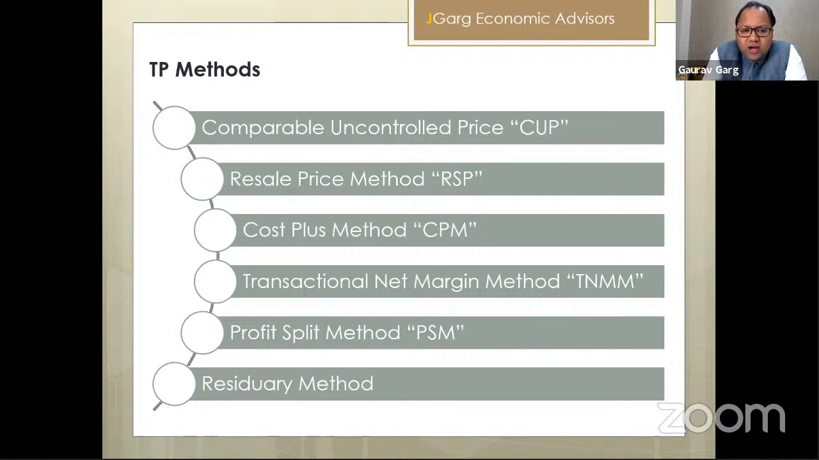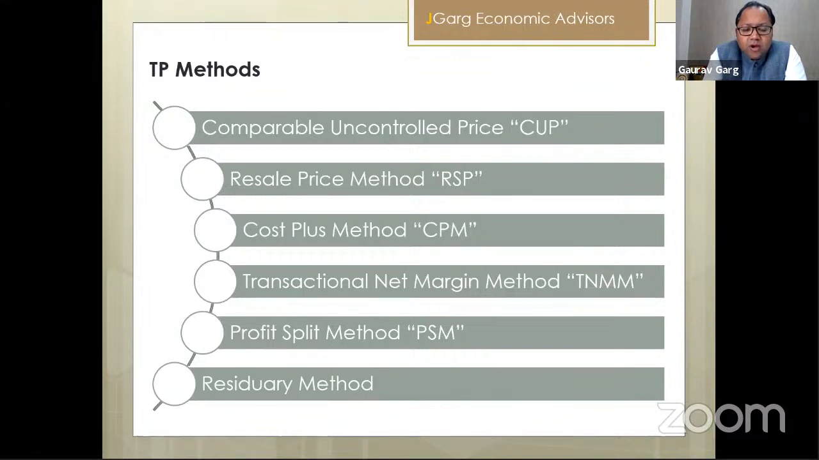So we have understood RPM, CPM, and comparable uncontrolled price method. In RPM and CPM, we are identifying the least complex entity and remunerating the least complex entity. In RPM, the least complex entity is the entity involved in distribution. In CPM, the least complex entity is doing the manufacturing function.